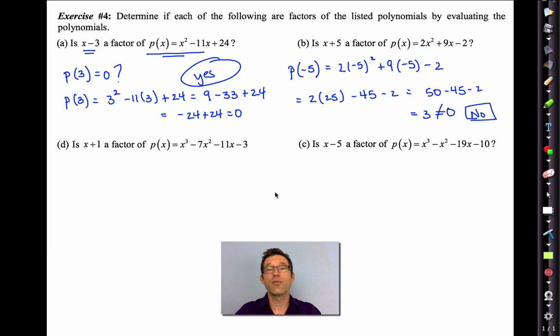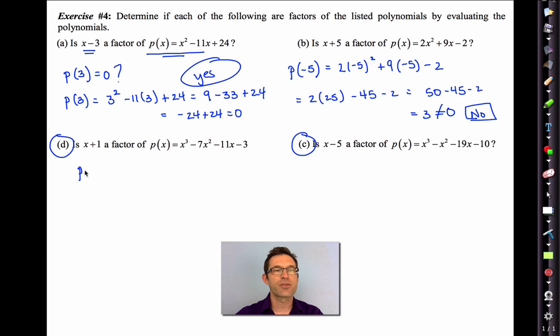Use your calculator to evaluate the polynomials. That's absolutely fine. Okay, well, let's go through them. That's a little bit weird that letter D is over here and letter C is over there, but hey, why not? So is x plus 1 a factor of this?